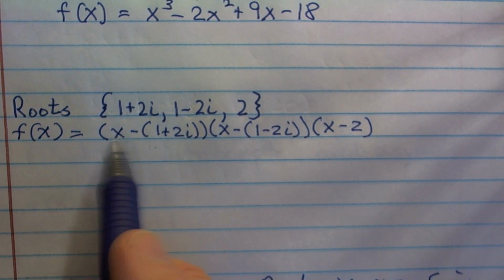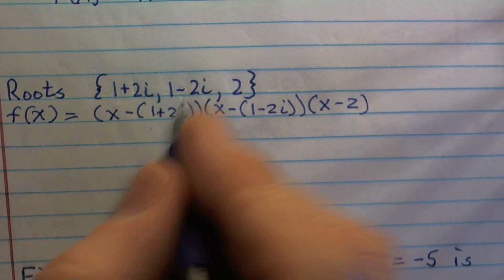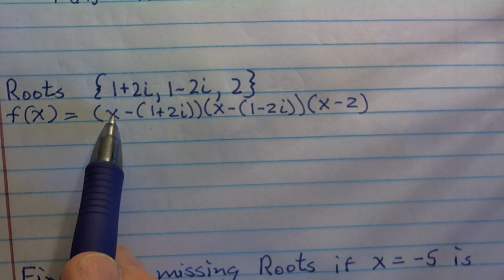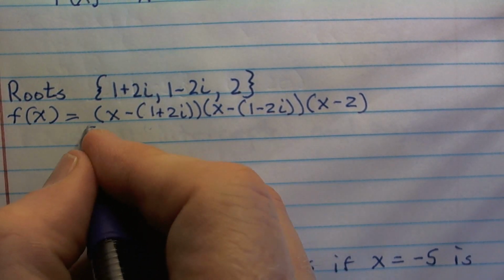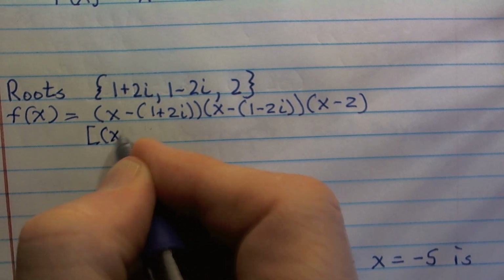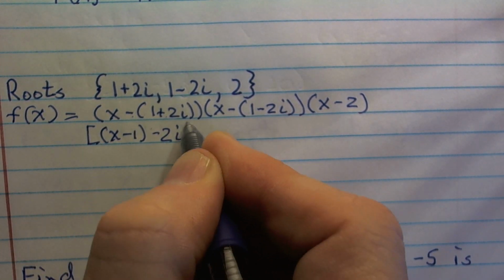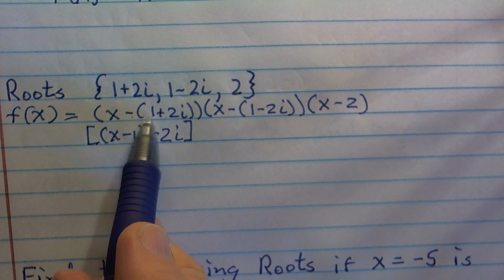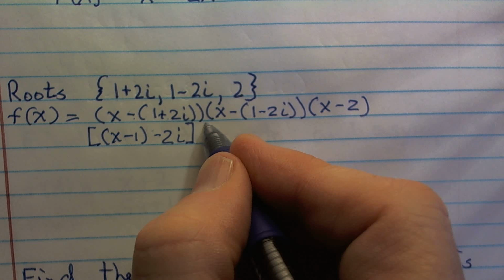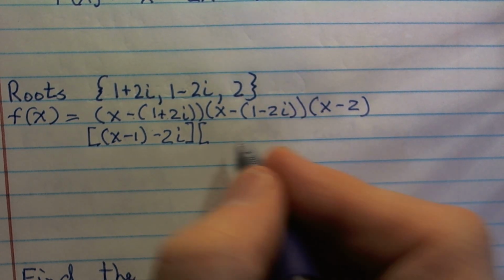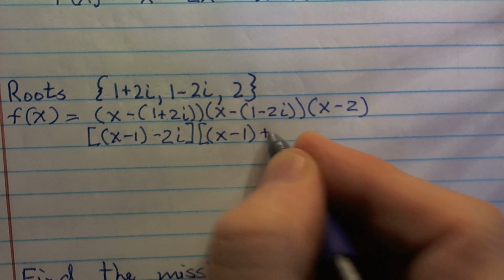Okay, now, I need to multiply this out, and the trick I like to use is this. I like to do a little regrouping. I like to take this x minus 1 here and this x minus 1 there, kind of pull those out. So I've got x minus 1 minus 2i. Notice I just cleared my parentheses. I'm going to do the same thing for this next one. I get x minus 1 plus 2i.